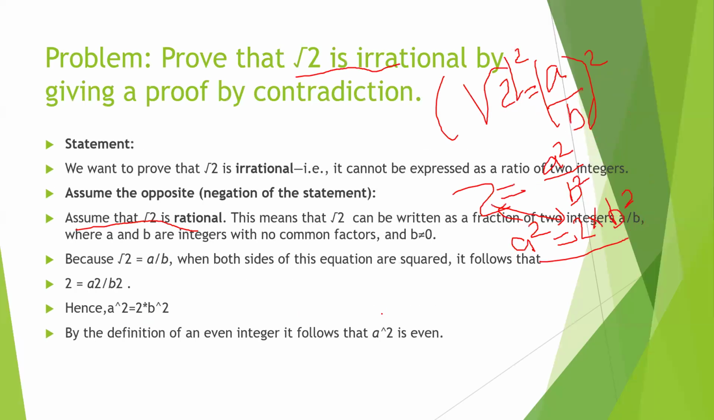So it is not a rational number. We can simply prove that it's not a rational number. So it's an irrational number. So by proof by contradiction, we have proved that the square root of 2 is not a rational number.